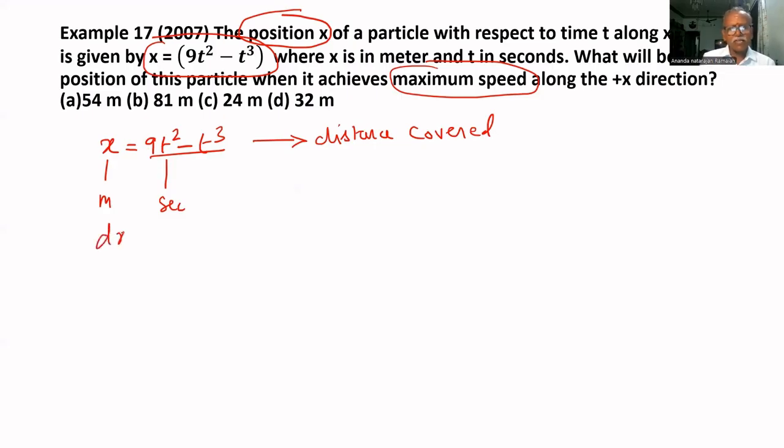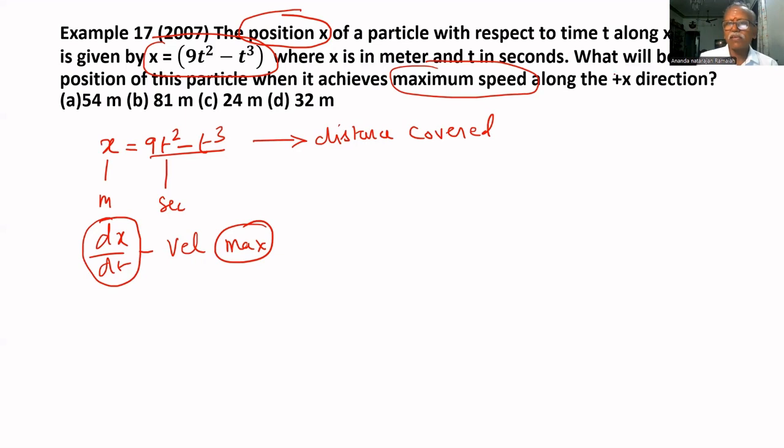What is dx by dt? dx by dt is velocity. If any equation is given, you have to differentiate. That gives velocity. This velocity is not constant because it is a function of time. That's why velocity will vary. But at a particular value of t, the speed will be maximum. At that time, what is the displacement?